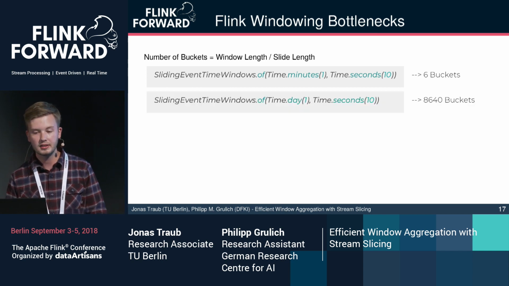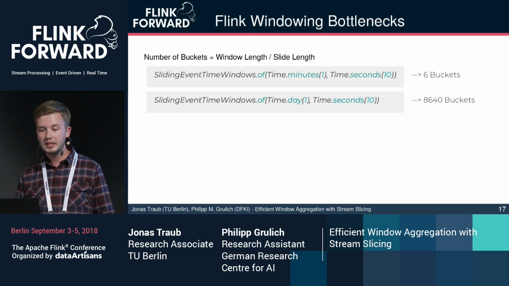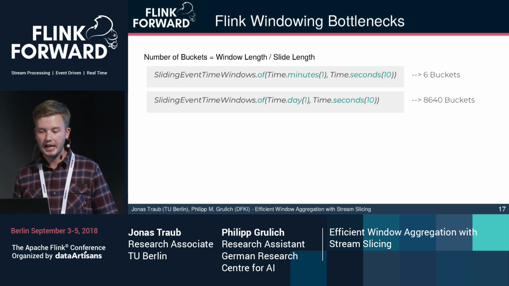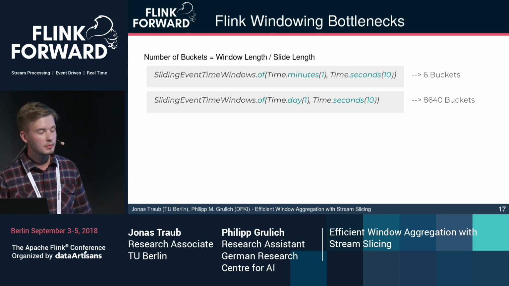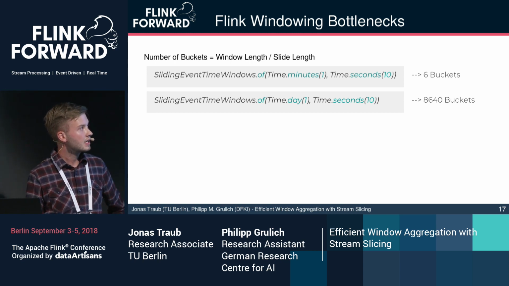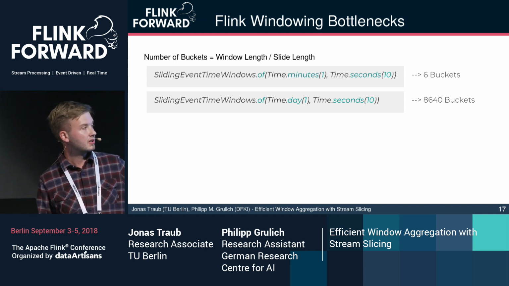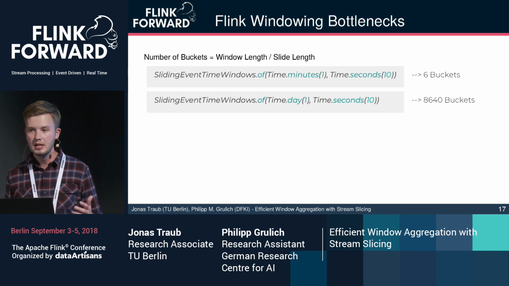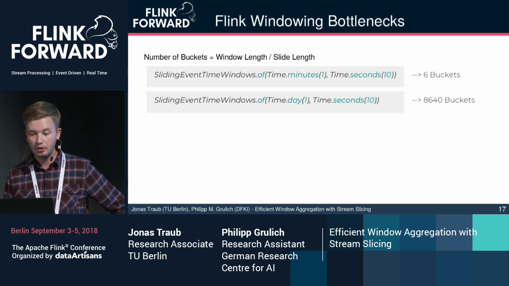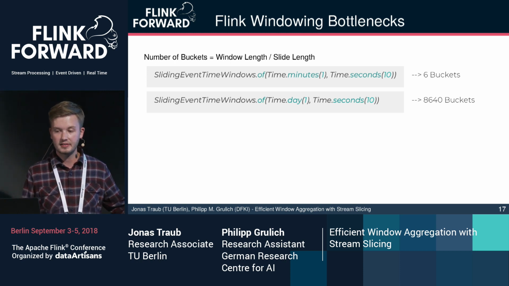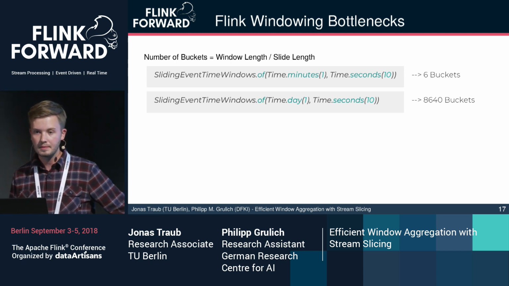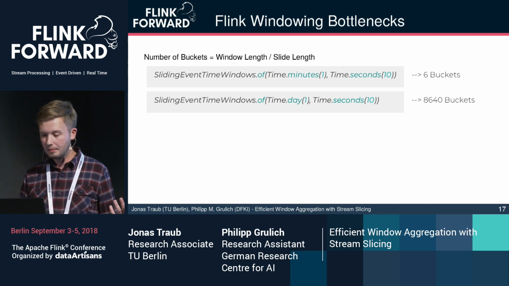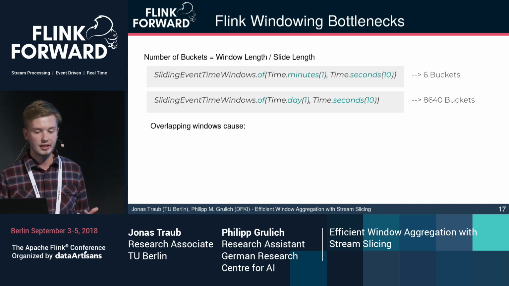However, when we have a sliding window with a really long window and a small slice, we can get a lot of buckets. Like in this case, we have a window length of 1 day, and we want to get results every 10 seconds, which is, for example, useful for a real-time visualization dashboard. We get in the end like 8,600 buckets. So that is a lot of data to store, and all these buckets have a huge overlap.